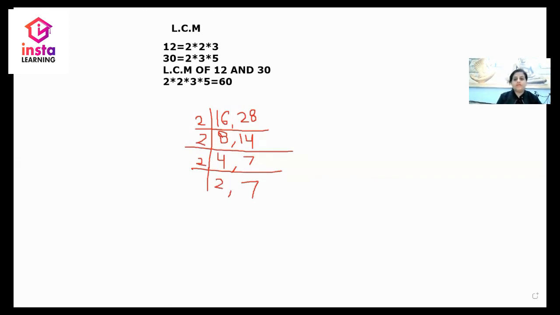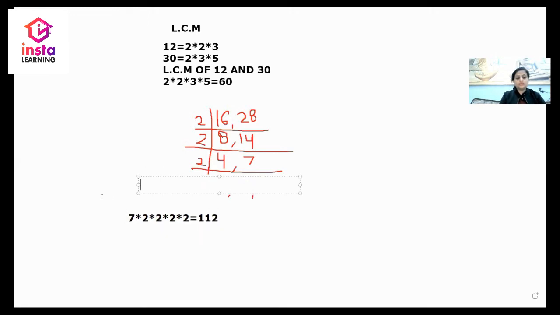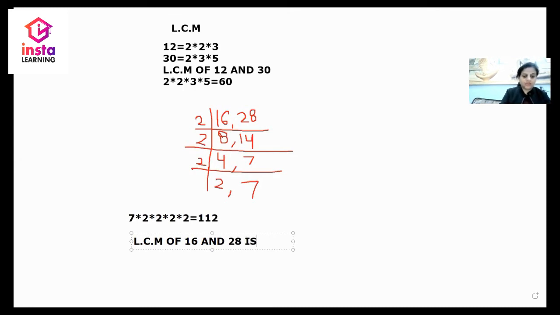Okay. For this we have to do the multiplication. When we multiply all the numbers, that are 7, 2, 2 into 2 into 2, the answer will come 112. This is the LCM of both the numbers. LCM of 16 and 28. Okay, this number is 112.